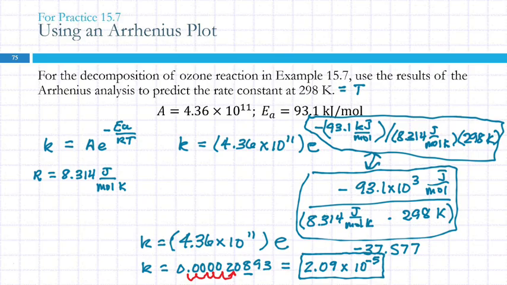Bless you. Did I get the answer right? Yeah. Any questions? What about the units?